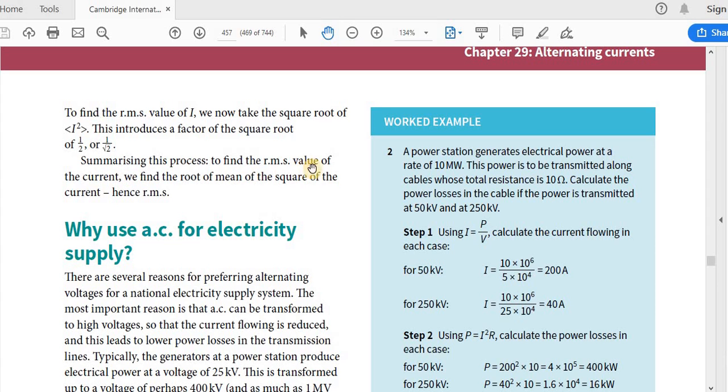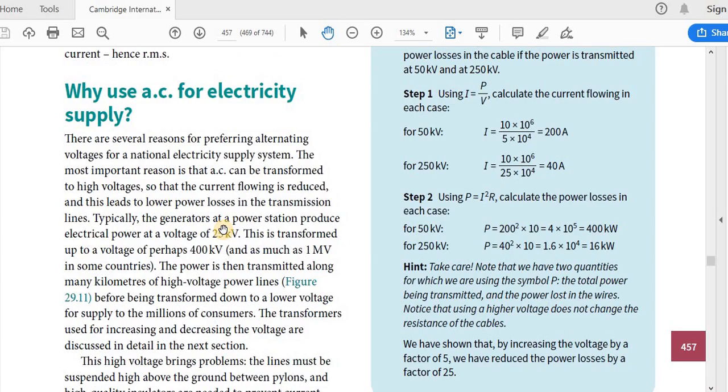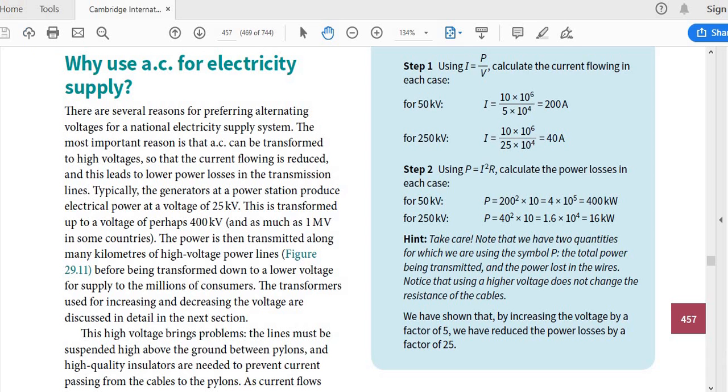Summarizing this process, to find the RMS value of the current, we find root of mean of the square of the current, hence RMS. So you're getting the root mean square, RMS, because you have here the square, you take the root. So that's why you say root mean square, just like what you learned under ideal gases. You learned the root mean square speed there. Okay, then the next topic.